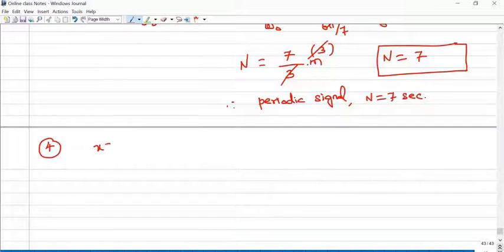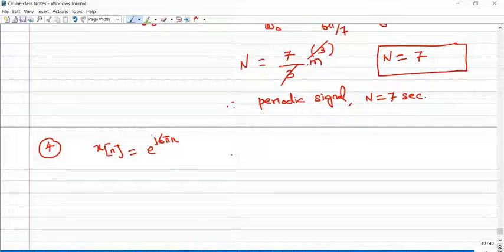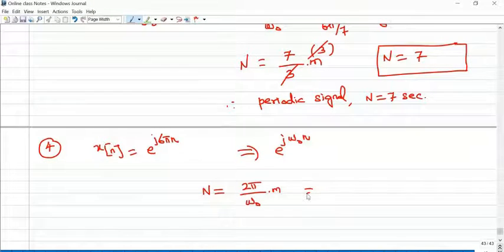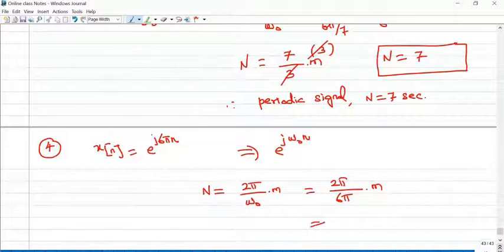X of n equals e power j 6 pi n. So this is similar to your e power j omega naught n, a discrete time complex exponential. The formula is the same: capital N equals 2 pi by omega naught into m. So 2 pi divided by omega naught, 6 pi, times m. So the pi cancels.